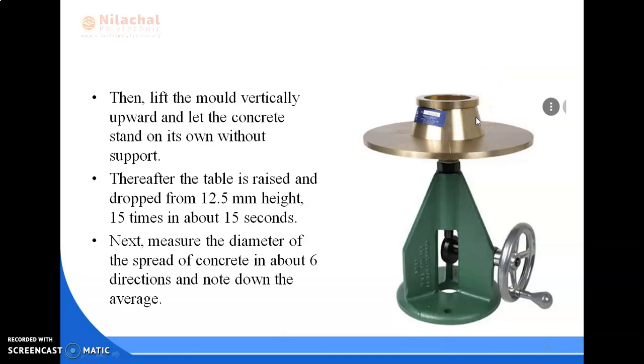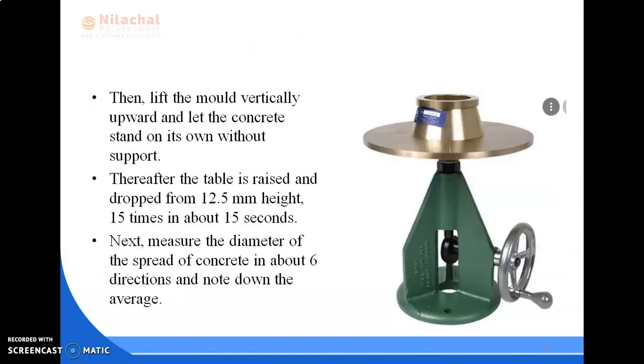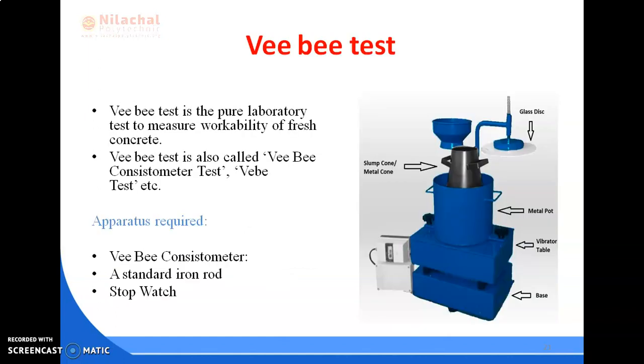And the table is then raised and dropped 12.5 mm 15 times in 15 seconds. We have to rotate it. And this flow or spread of concrete relates to mobility and workability. Next, after rotation, measure the diameter of the spread of concrete in about 6 directions and note down the average. It should be 0 to 150%. So this is the total procedure of the flow table test or flow test.